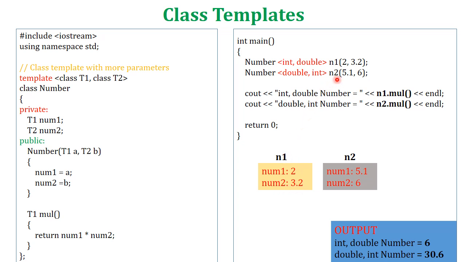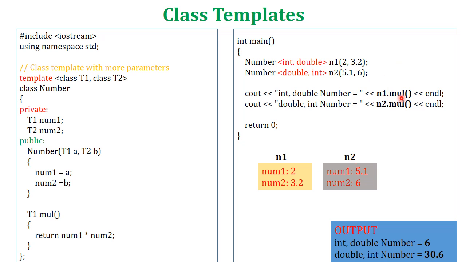Again, we are creating the n2 object from the same class name. We are passing different values. For example, 5.1 and 6. The 5.1 is a double. So now T1 becomes double, T2 becomes integer. So now the values are assigned to the variables in the n2 object.